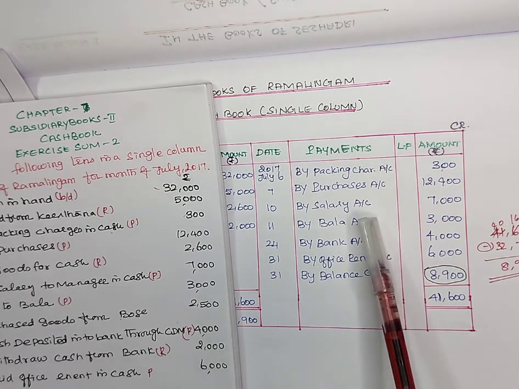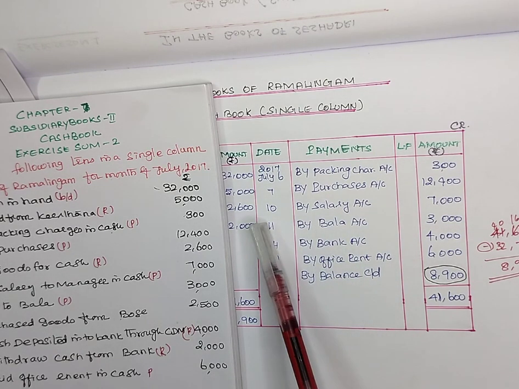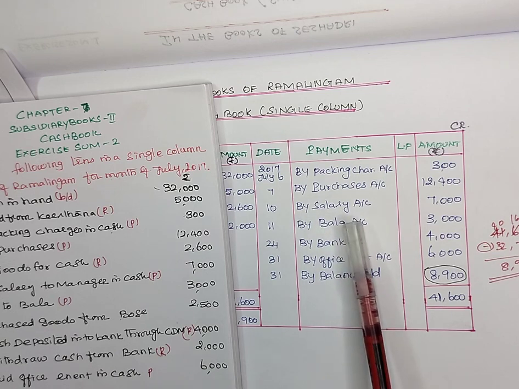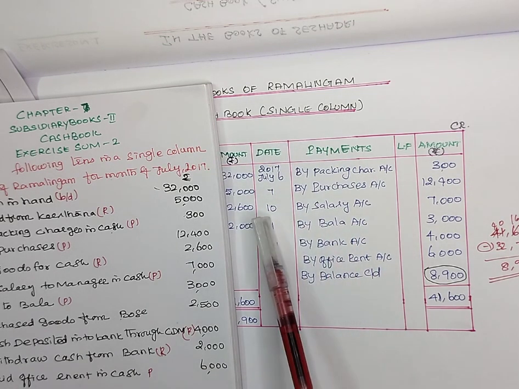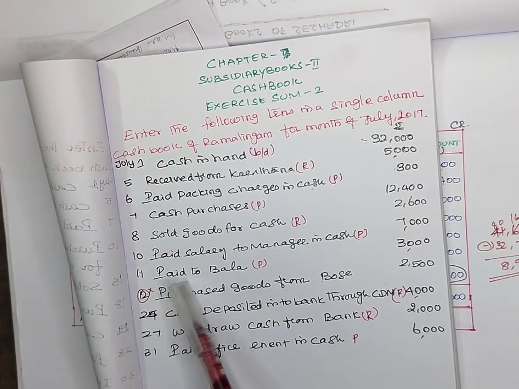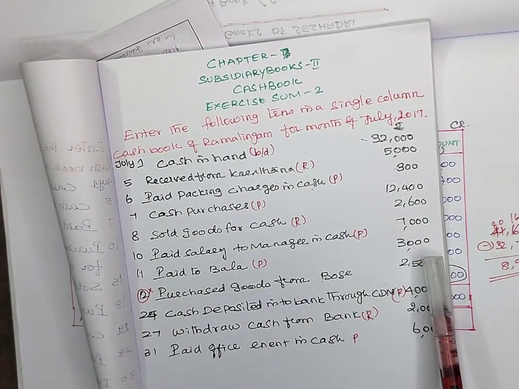What is the opposite account from the cash account? Salary account, dated on 10. You have to enter the opposite account from the cash account, okay? So by salary account 7000 rupees. The next transaction is paid to Bala 3000 rupees.